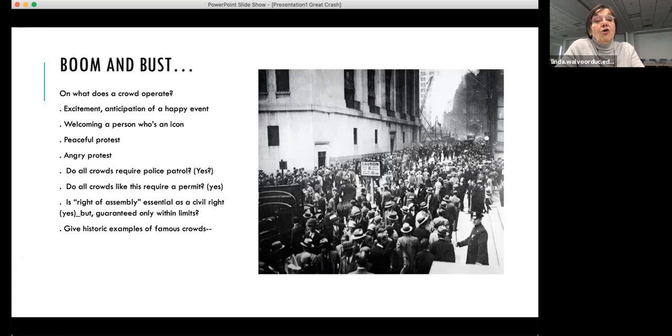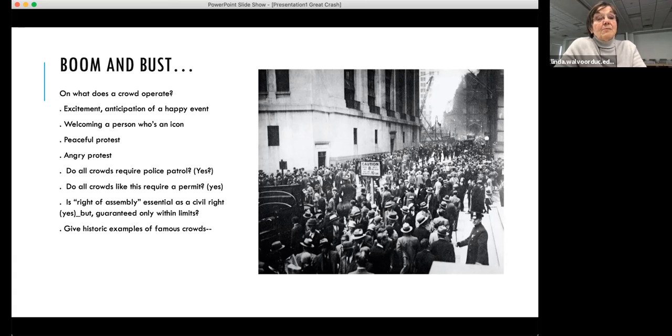But do all crowds require police patrol? Yes. Do all crowds like this require a permit in the United States? Yes. Is right of assembly one of our civil rights essential as a civil right? I believe yes, but guaranteed only within limits.